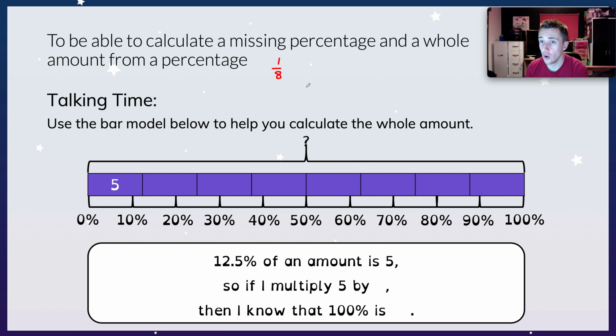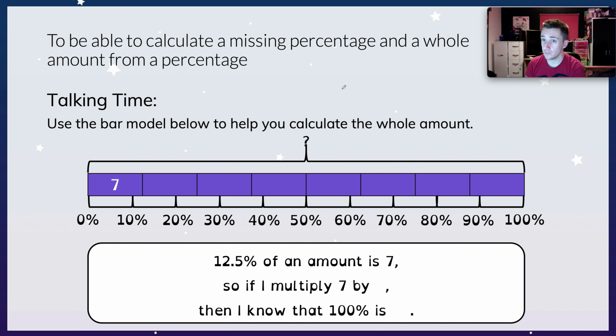So therefore, to find it, you would normally divide by 8. By now, hopefully you've realised the pattern that if I've been given 12.5%, then to find 100%, I do the opposite. So I would do 5 times 8, which would give me my original number.